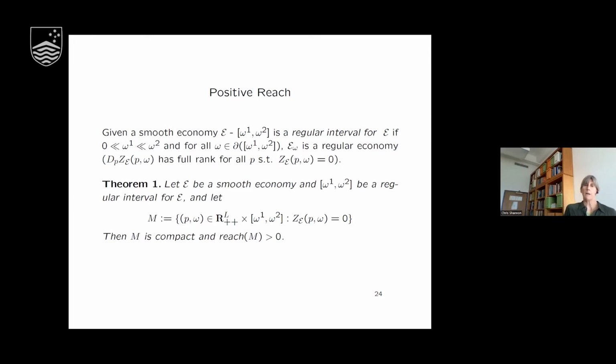Okay, so with that additional restriction on the interval that constrains the endowments, if the economy is a smooth economy and the interval of endowments is a regular interval for the economy, then the corresponding set, the set of prices and endowment profiles for which the aggregate excess demand in the economy is zero, this piece of the equilibrium correspondence in this economy, is a compact set and it has a positive reach. Again, this is not obvious, but comes from the general result about conditions for families of equalities and inequalities to generate a set that has a positive reach.